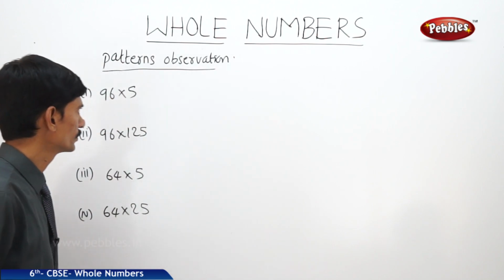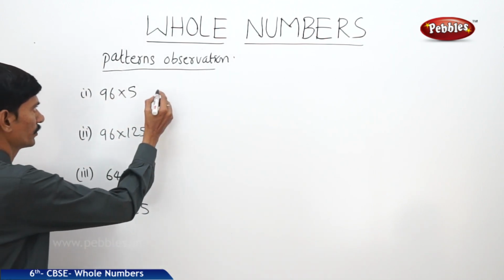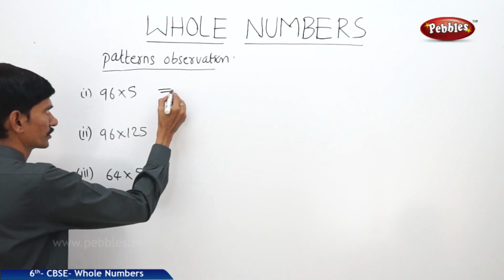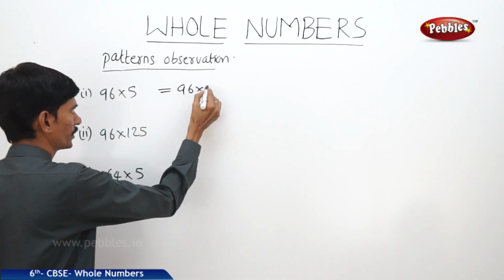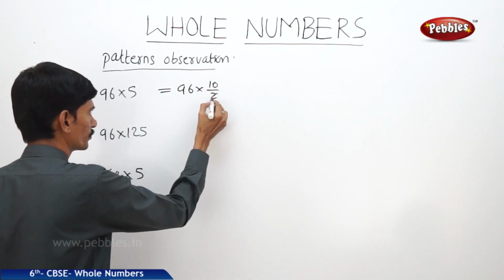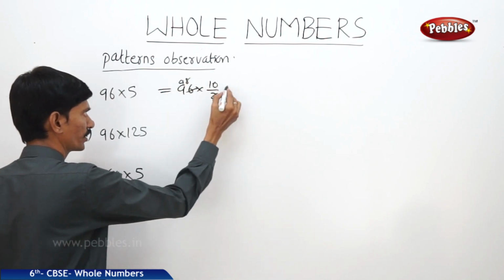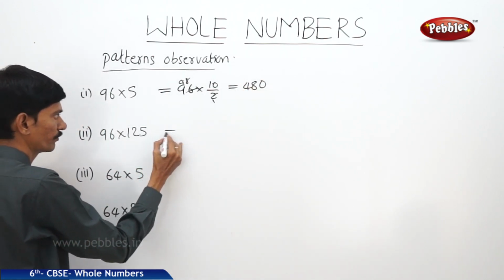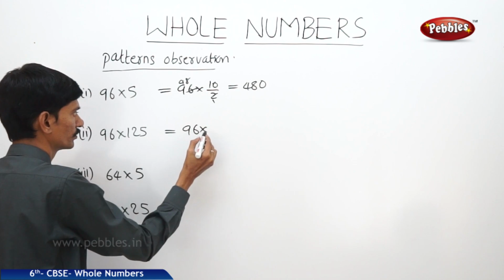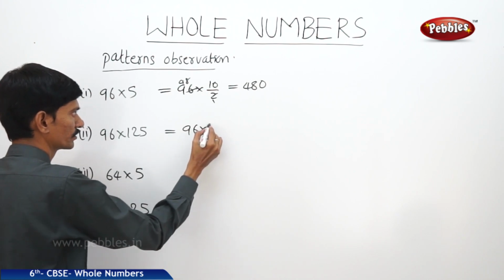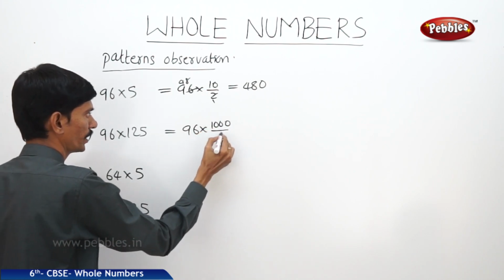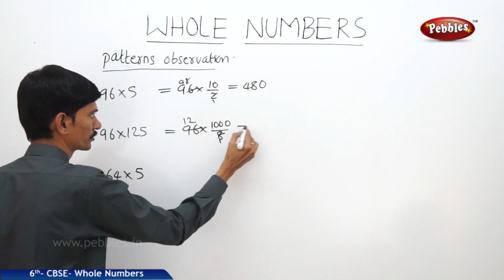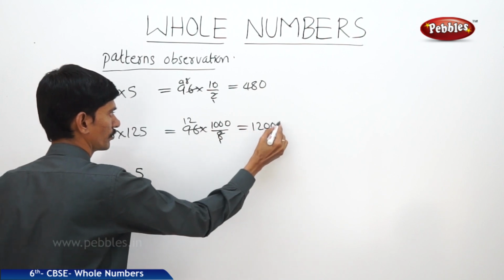Now we can use the following patterns while multiplying. So 96 into 5 can be written as 10 by 2. So 2 ones are 2, 2 fours are 8, so 48, and 48 into 10 is 480. And here 96 into 125 can be written as 1000 by 8. Here 8 ones are 8, 8 twelves are 96, 12 into 1000 is 12,000.